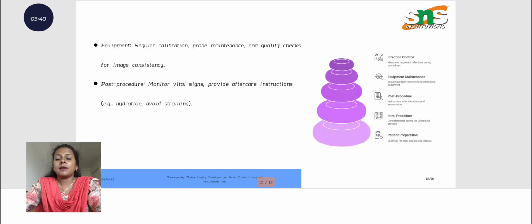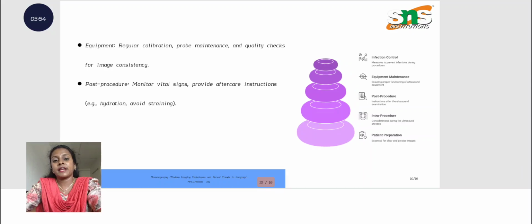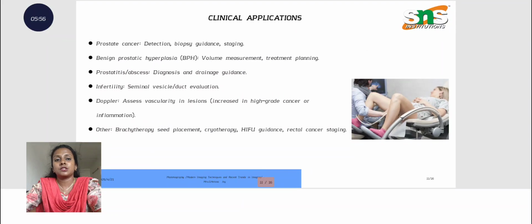Post procedure, we have to monitor the vital signs and provide aftercare instructions, like instructing the patient to stay hydrated and avoid straining. These are the aftercare steps to be given after completing the procedure. Clinical applications: this procedure is done for prostate cancer, benign prostatic hyperplasia, prostatitis, infertility, Doppler, and other applications such as brachytherapy, cryotherapy, HIFU guidance, and rectal cancer staging.